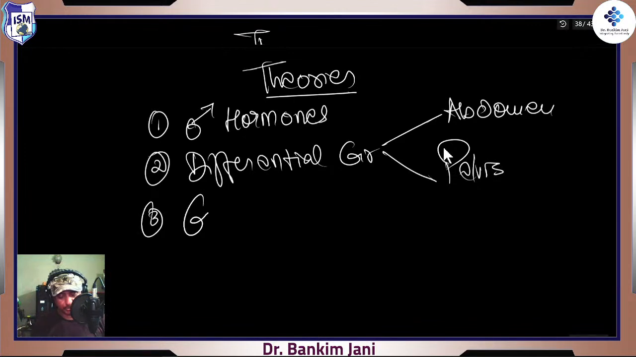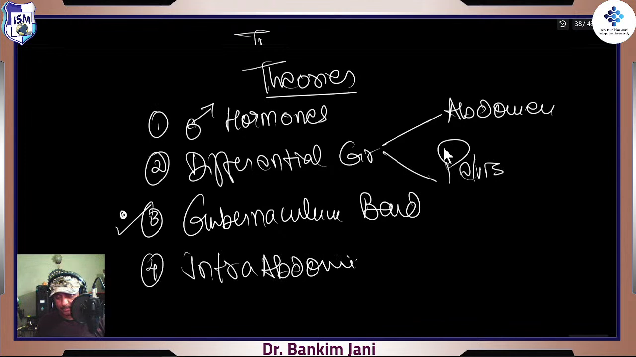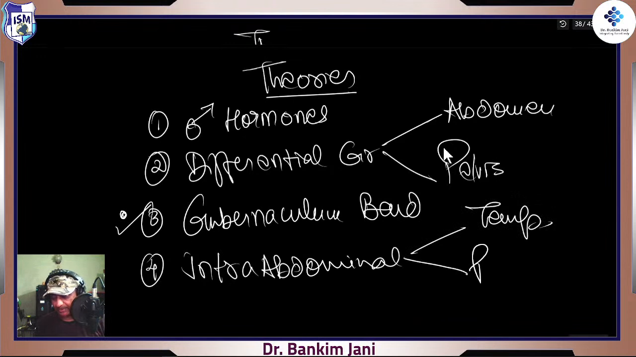Third, what we saw, the gubernaculum band. As such, when you try to dissect, where is the gubernaculum, you won't find it. It is some tissues which are acting as a band and pulling it. And there is a fourth: intra-abdominal temperature and pressure, which is leading to that descent of testis. So these are all the major theories about why it should happen.